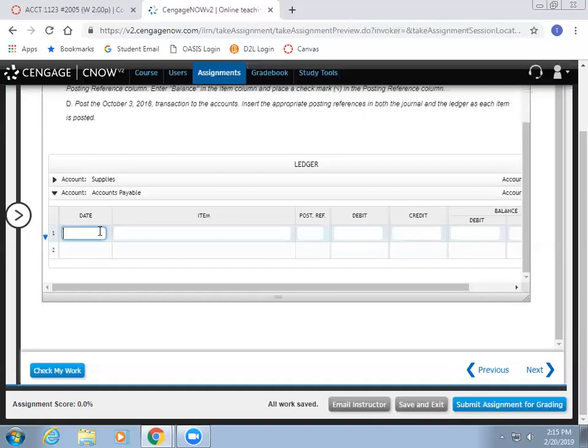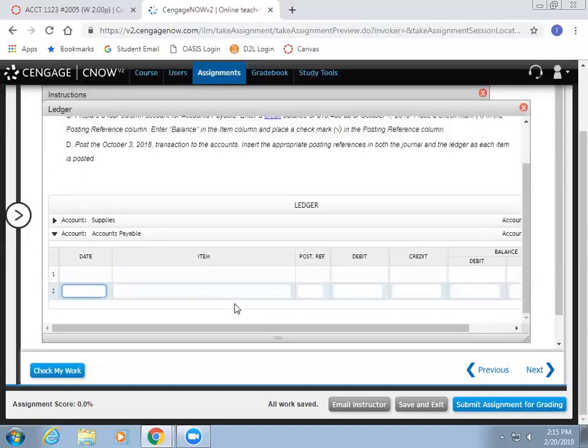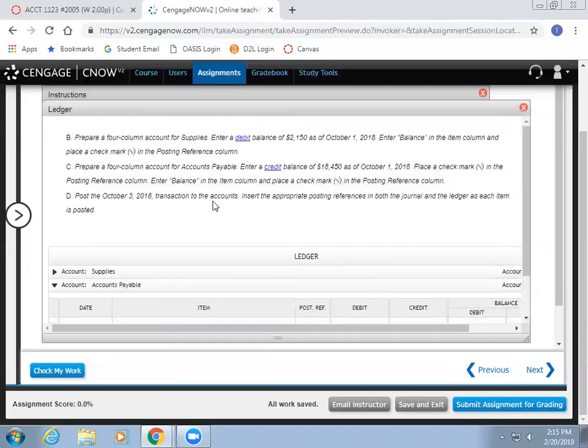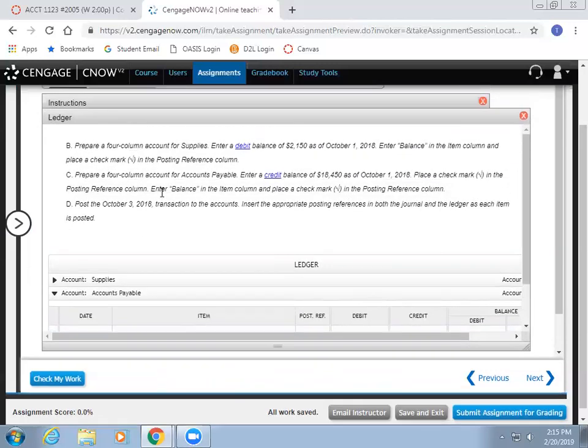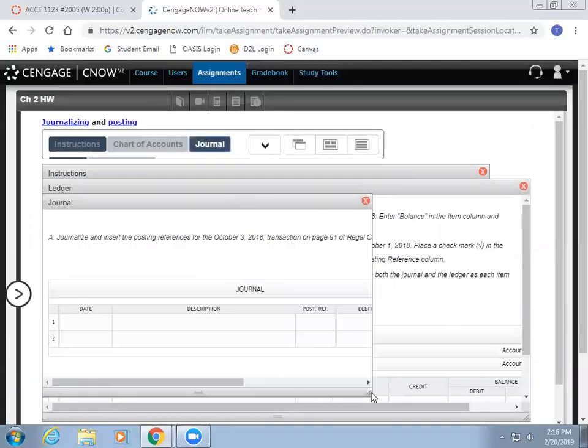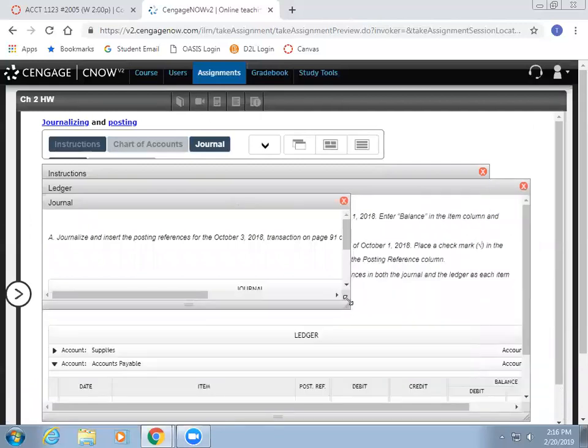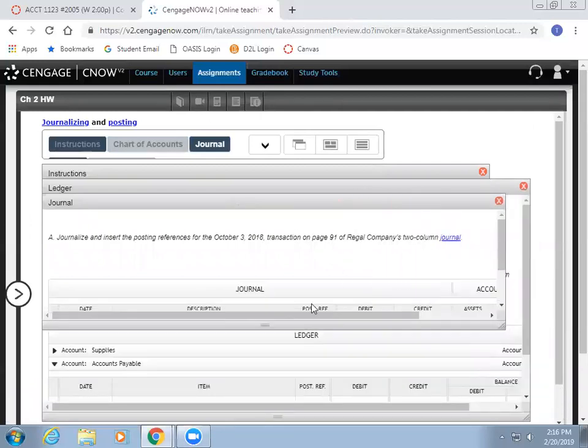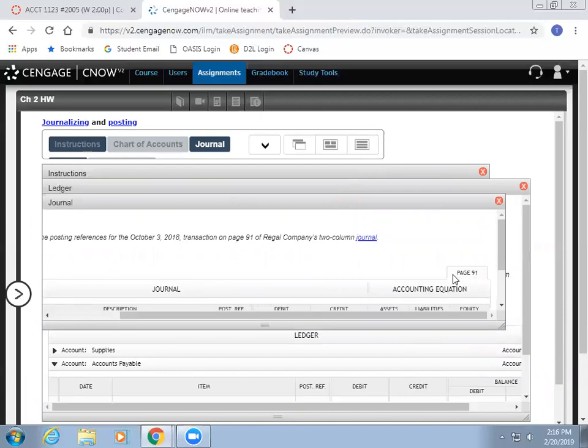On the first line, because it's a balance, you'll just put the check mark in the post reference. On the second line, it will be the journal page it came from. Is it 21? No, those are the account numbers. You would look on your journal. My journal is on page 91, see here where it says journal, page 91. So you would look at your journal and get your page number, and that's what you put as your post reference on the actual transaction you're posting.